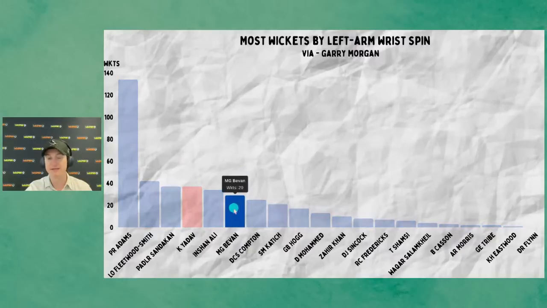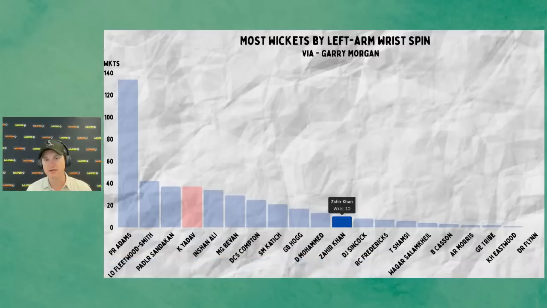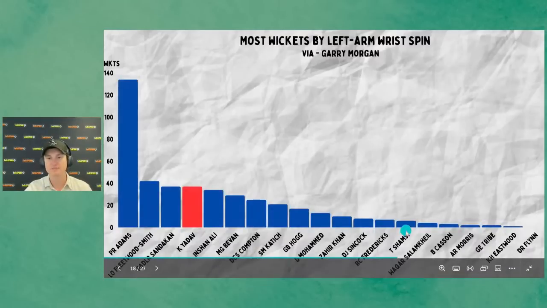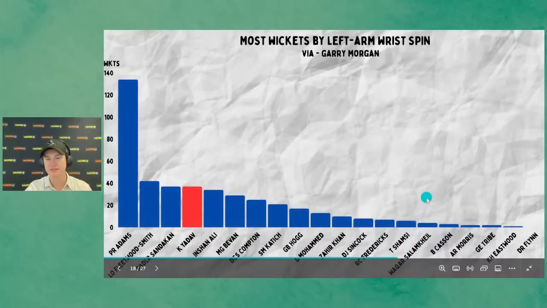You got Michael Bevan, at best a part-timer. Dennis Compton, again, didn't bowl that much. Simon Kadich, another part-timer. Hogg started as a medium pacer batter and ended up as a left-arm wrist spinner. Then you got the West Indian Dave Muhammad down here. This is obviously Zahir Khan. And then you've got Shamsi. So you've got, in Zahir Khan and Waqar Salim Keel, 2 guys who I suppose have a chance of getting a few more wickets.